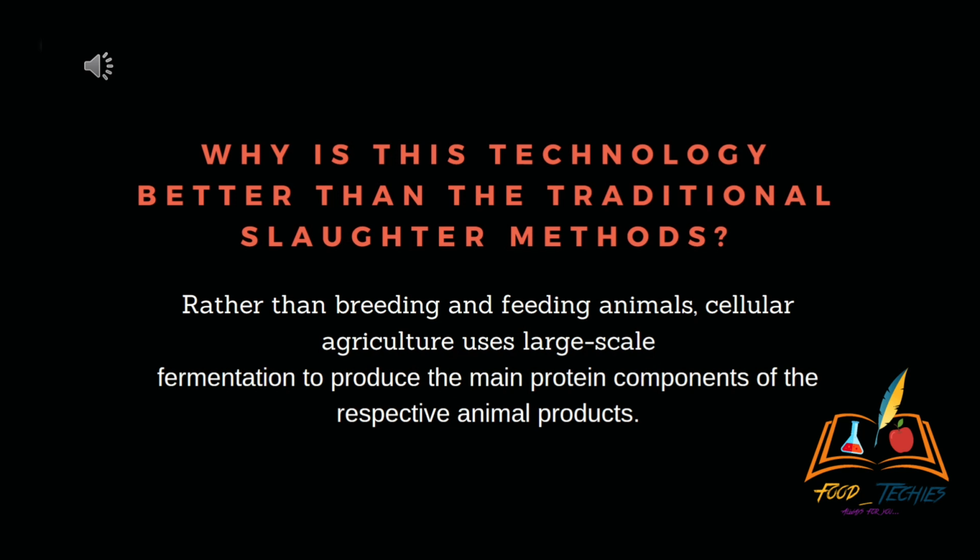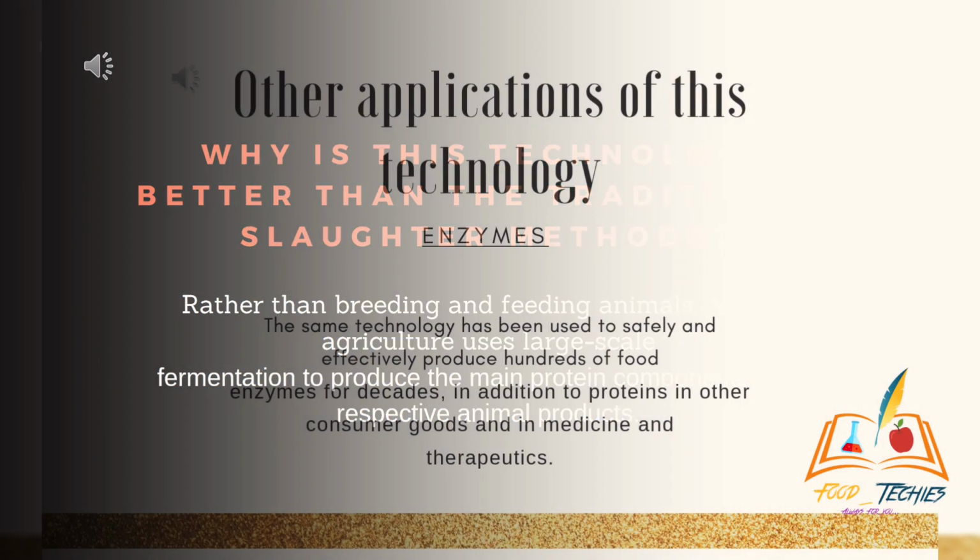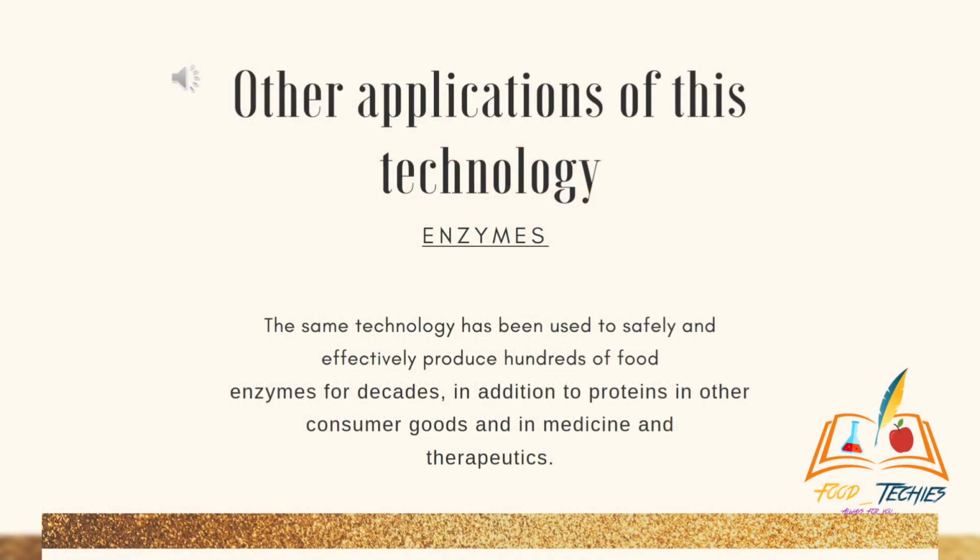There is a very simple answer to the question, why is this technology better than the traditional slaughter methods? Rather than breeding and feeding animals, cellular agriculture uses large-scale fermentation to produce the main protein components of the respective animal products. This fermentation technology has also been used to safely and effectively produce hundreds of food enzymes for decades.